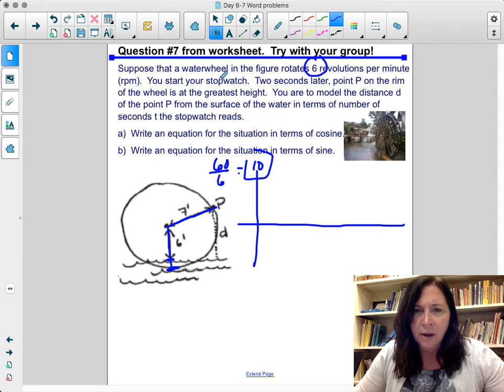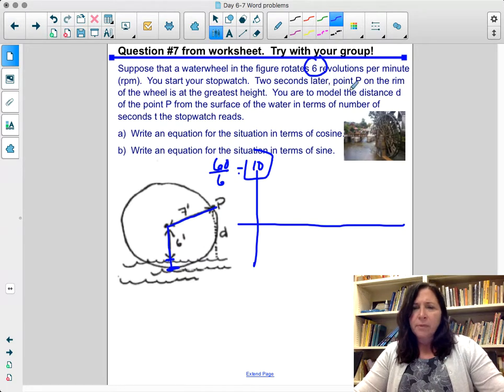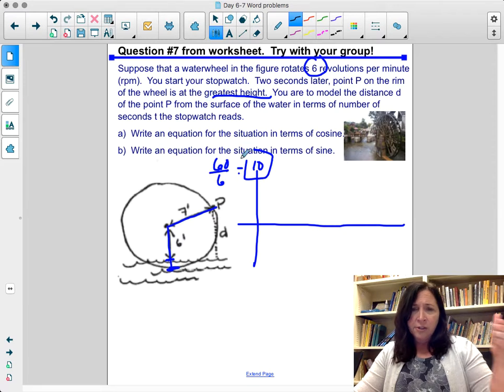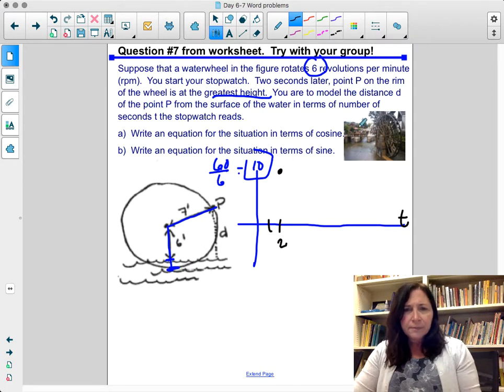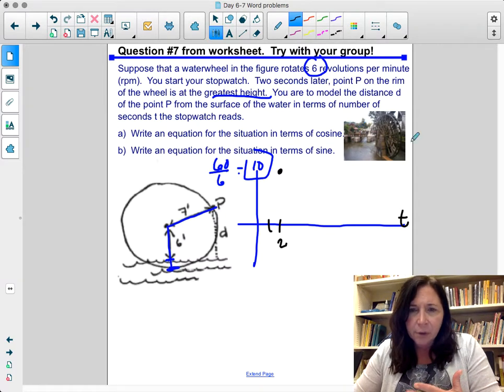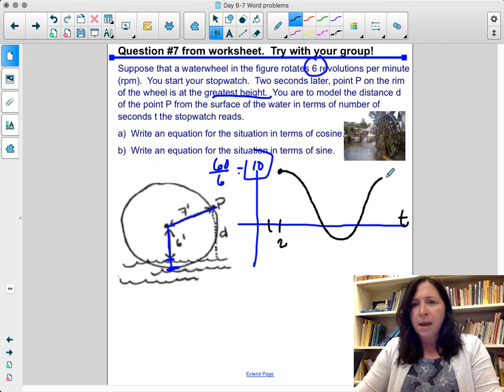We have a revolution. So you start your stopwatch. 2 seconds later, point P is on the rim at the greatest height. So that means that you start your stopwatch, go. 2 seconds later, here's time, okay? Here's 2, we're up here, way up here. You are to model the distance to the surface. Okay, I'm missing something. It means that my graph actually has to go down below and then come back up.